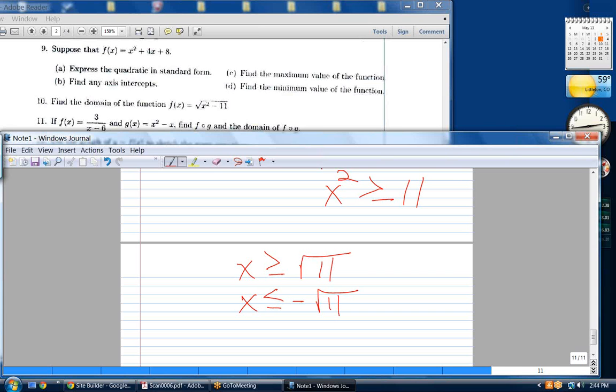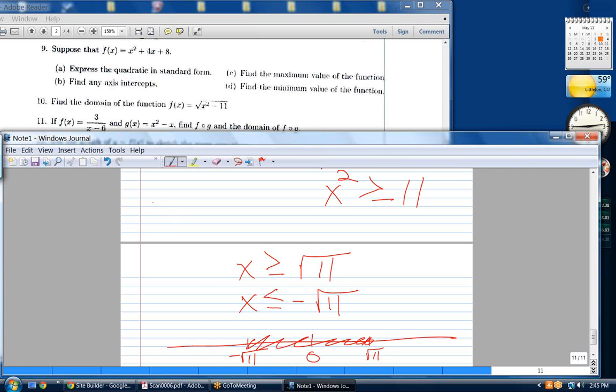And if you look back at the function, you can see why this is correct. If x is greater than square root 11, it makes what's inside the radical positive. And if x is less than negative square root of 11, well, once you square it, it becomes positive, and then that makes that positive also. So the only numbers that don't work, if I'm on a number line, and there's 0, square root 11 is about here, negative square root 11 is about there. The only numbers that don't work are those.